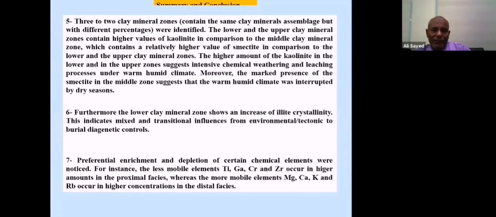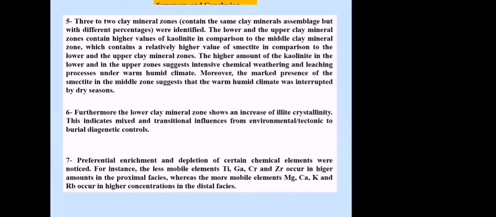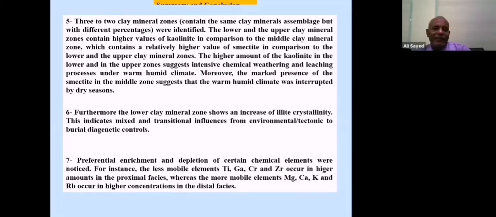Three clay mineral zones, as I said, can be noticed, but with different percentages. The lower and the upper clay mineral zones contain higher values of kaolinite in comparison to the middle clay mineral zone, which contains a relatively high value of smectite in comparison to the lower and the upper. The higher amount of kaolinite indicates what? It indicates that the lower and the upper zones suggest intensive chemical weathering and leaching processes under a warm, humid climate, with much water. Moreover, the marked presence of smectite indicates what? It indicates that the warm, humid climate was interrupted by a dry season.